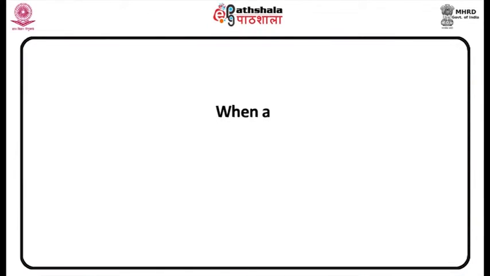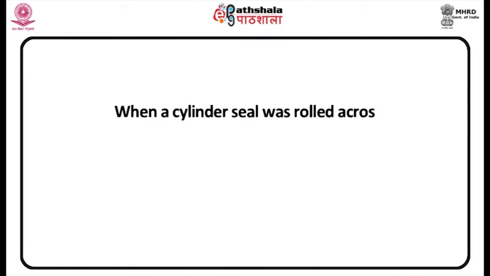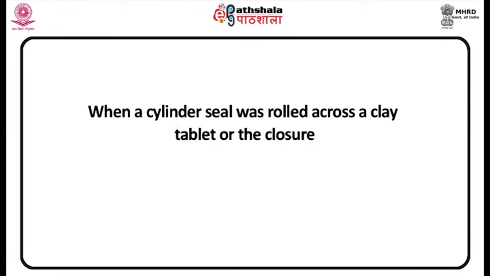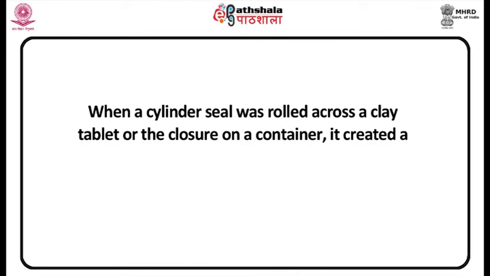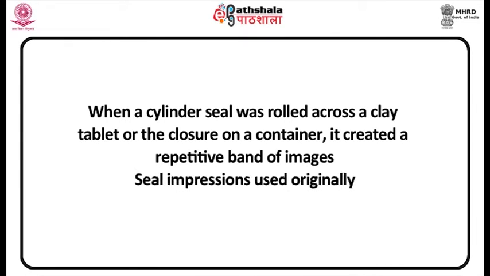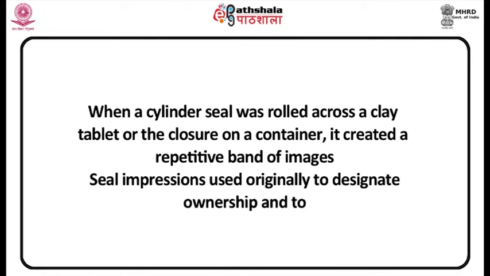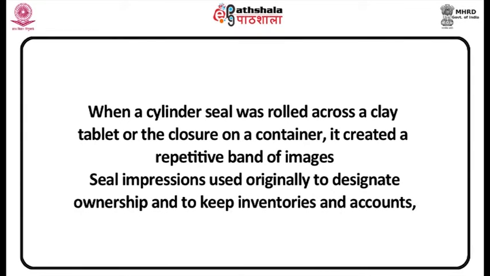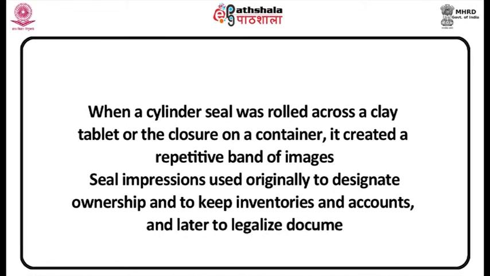When a cylinder seal was rolled across a clay tablet or a closure on a container, it created a repetitive band of images. Seal impressions were used originally to designate ownership and to keep inventories and accounts, and later to legalize documents. They offer a rich view of Mesopotamian iconography and the development of pictorial style over a 3000-year period.